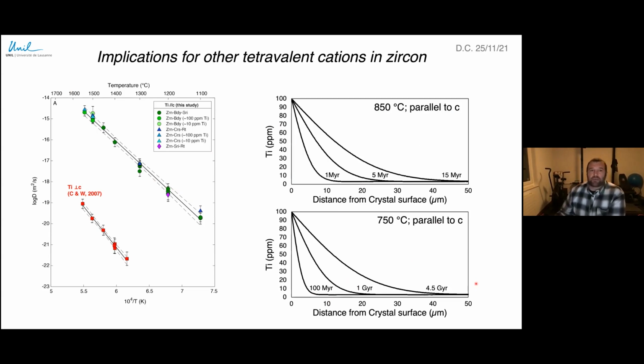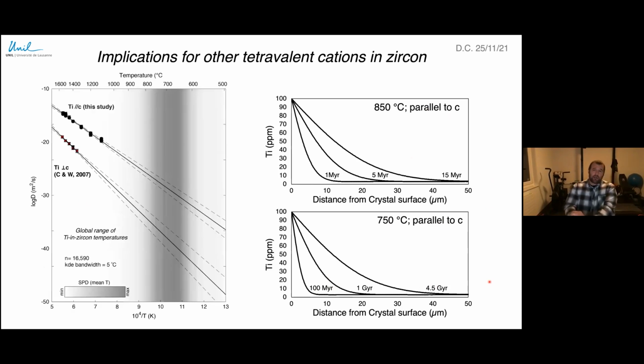Now, we can keep playing this game, just extrapolating these data sets down in temperature. At 850 degrees parallel to C, I would say we're still in a realm where we can have significant modification of our titanium concentrations at geological timescales, but it's a different ballgame. Instead of 1 to 15,000 years, we're looking at 1 to 15 million years. So it's a different sort of geological process that's going to lead to disruption of the titanium-in-zircon thermometer if we're dealing with lower temperatures like 850. If we take this down to 750 degrees, we're really right back where we started at 1,000 degrees with diffusion perpendicular to C, in that we need hundreds of millions to billions of years to really do anything significant. And we probably don't need to worry about this.